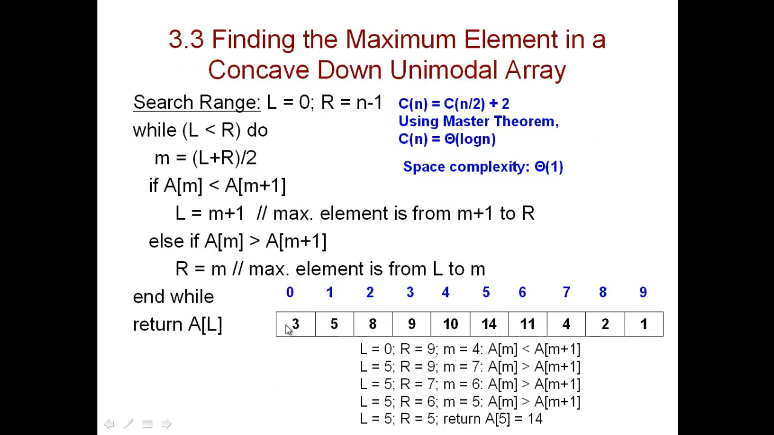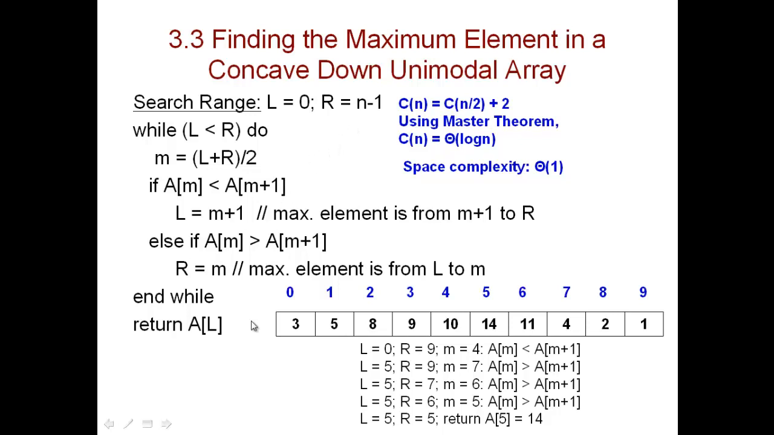The maximum could be anywhere in this array. So we start with the entire array as the search space. The left index is 0 and the right index is 9. The search space ranges anywhere from the left index to the right index. So L equals 0, indicating the left index, and R equals n minus 1, that's the initial value of the right index.